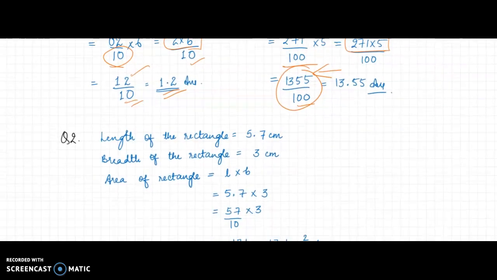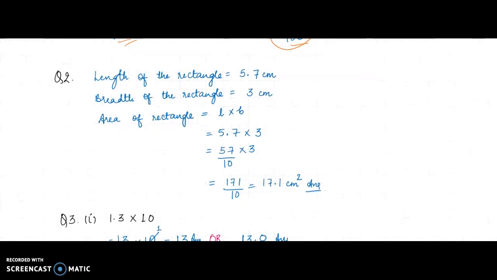Question number 2. Find the area of rectangle whose length is 5.7 centimeter and breadth is 3 centimeters. So length and breadth of the rectangle is already mentioned in the question. I can write this down. Length of the rectangle is 5.7 centimeter, breadth of the rectangle is 3 centimeter. Now you know what the area of rectangle is. Formula for area of rectangle is length, that is L, into breadth, that is B. Now putting the values of L and B, it's 5.7 multiplied by 3.